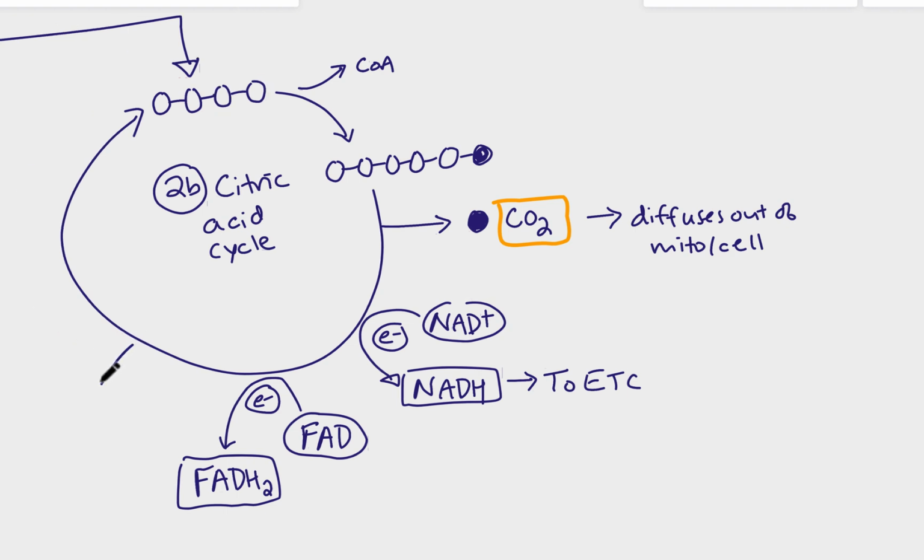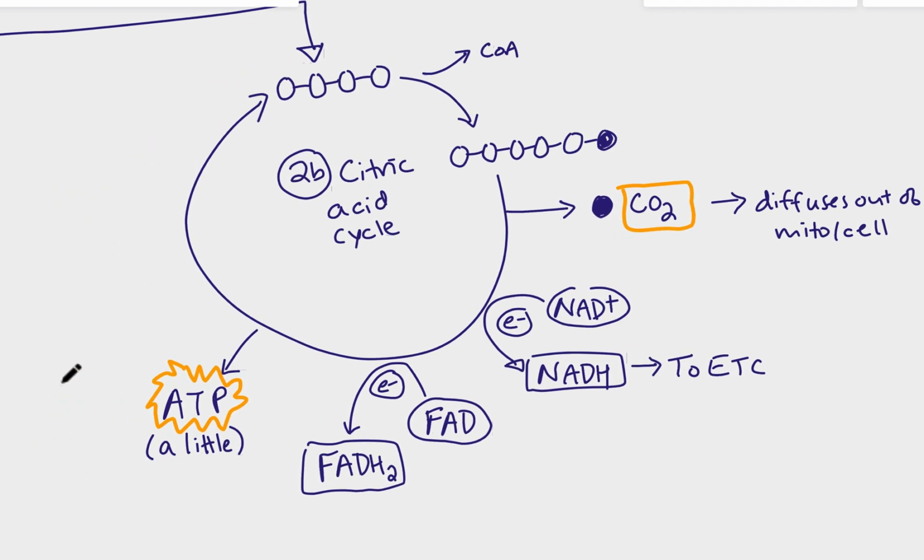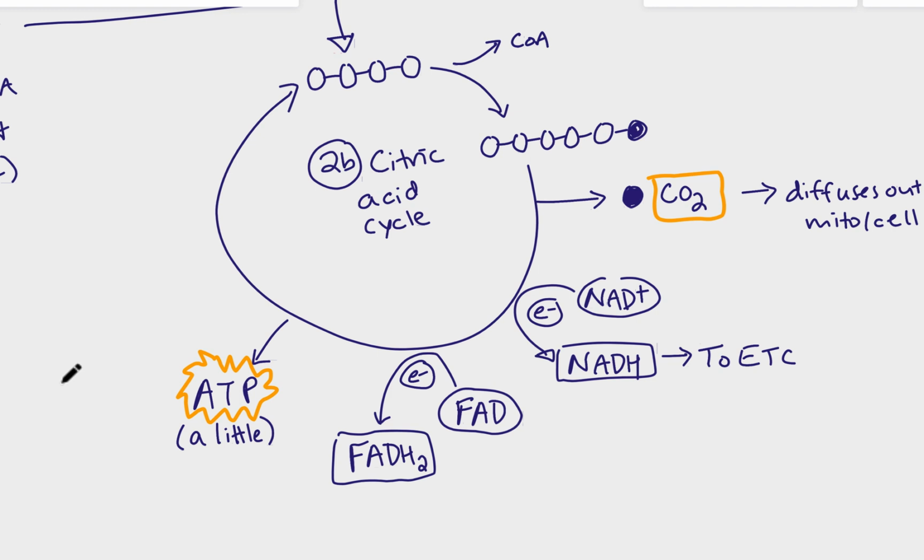And another part of the process is that a little bit of ATP can be made. Not enough to run the whole cell, but a little bit. So again, the high energy molecule, the goal of cellular respiration, is also made in the citric acid cycle. And then the starter molecule, this 4-carbon compound, is regenerated. And that's why it's a cycle.